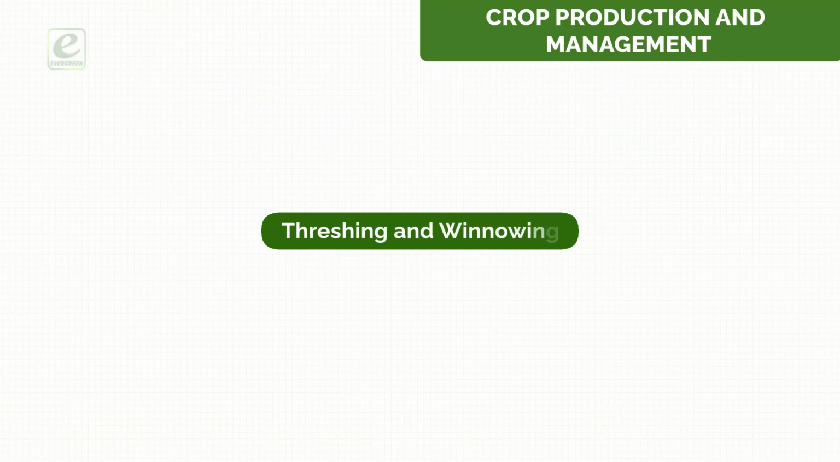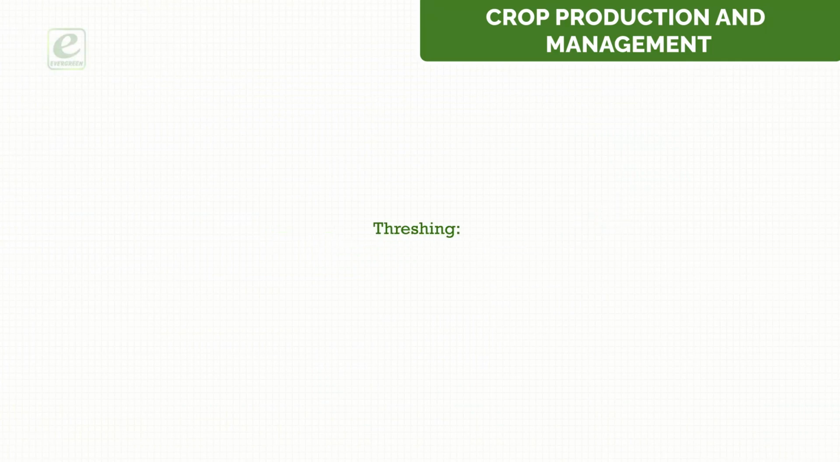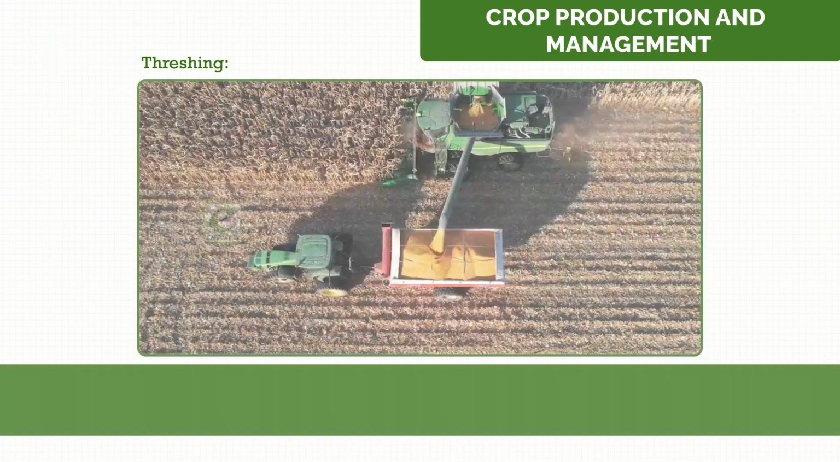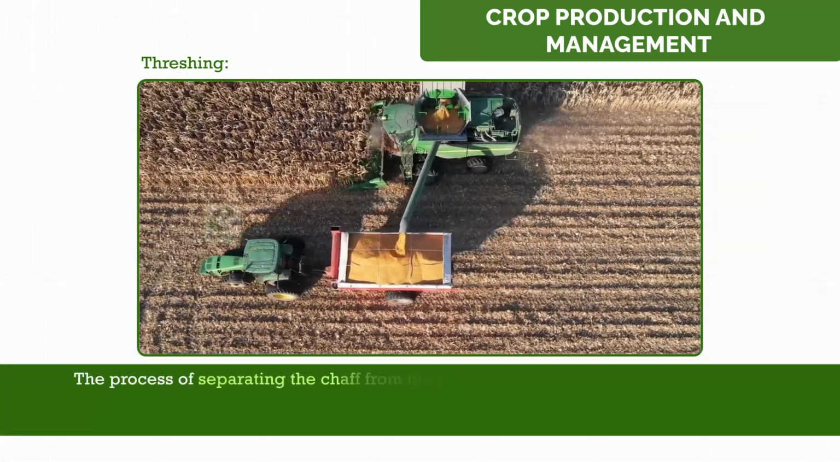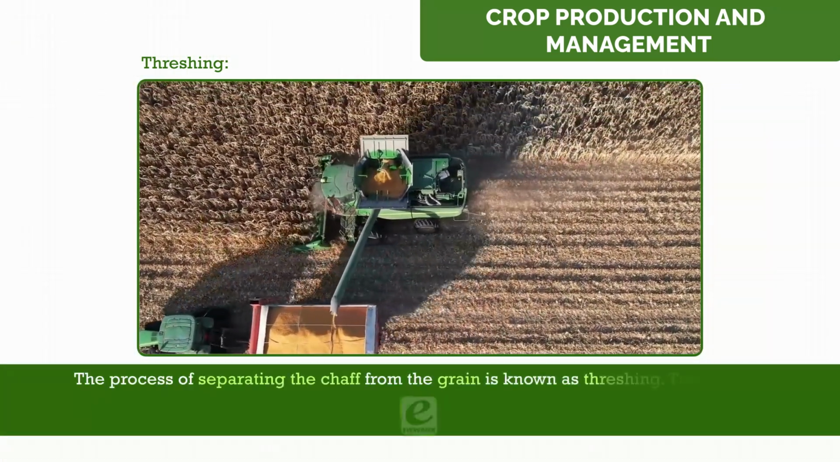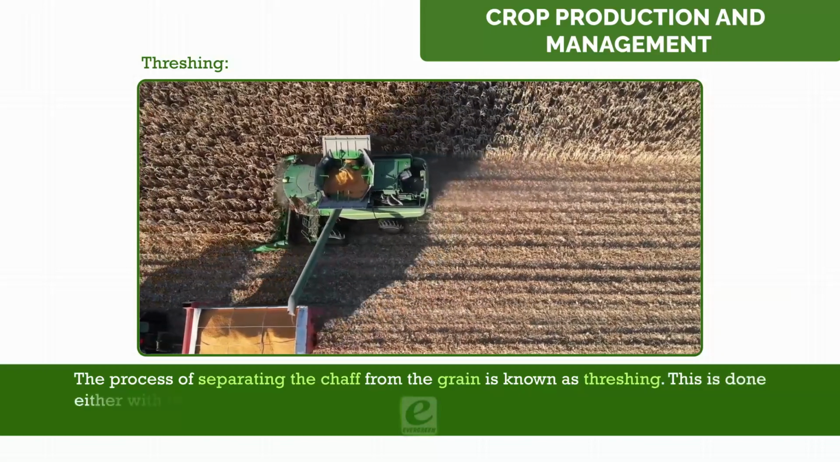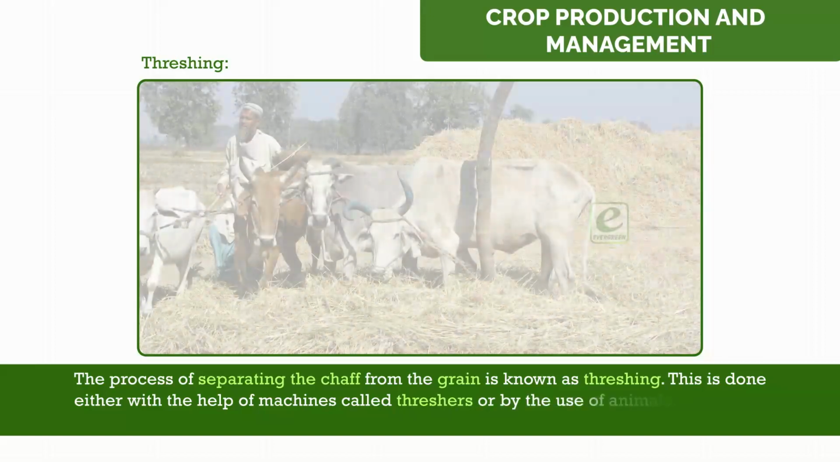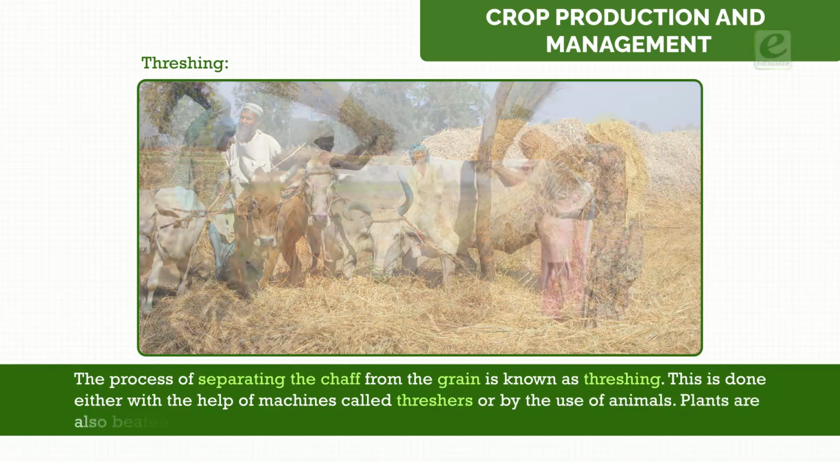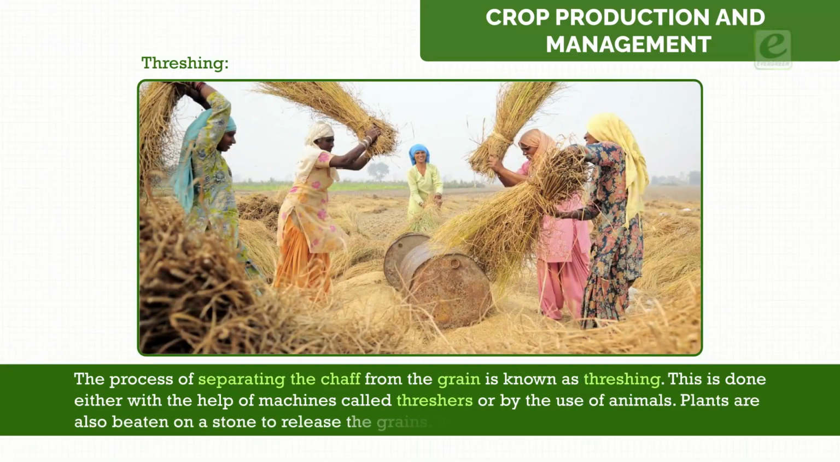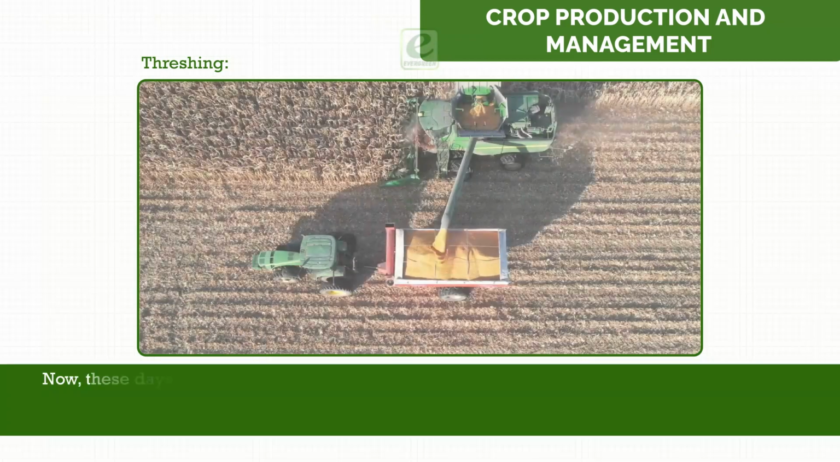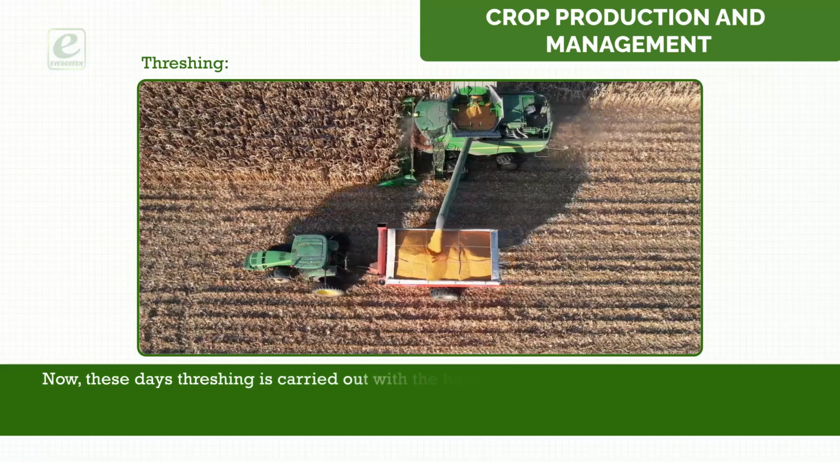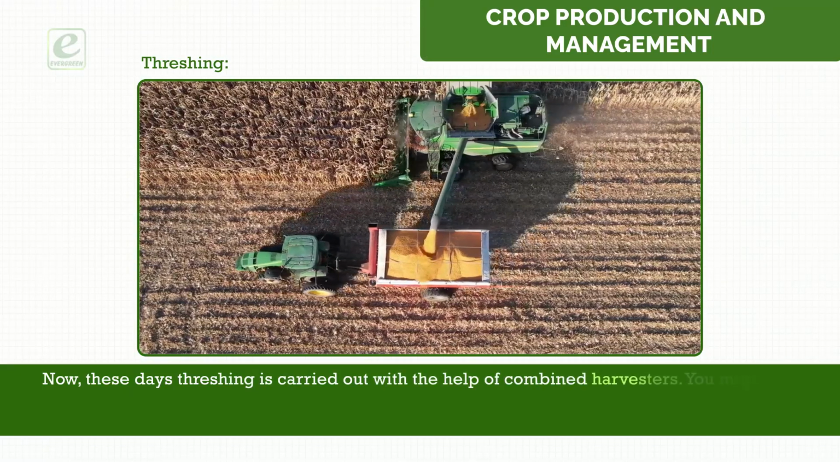Threshing and winnowing. Threshing. The process of separating the chaff from the grain is known as threshing. This is done either with the help of machines called threshers or by the use of animals. Plants are also beaten on a stone to release the grains. It is done manually. Nowadays, threshing is carried out with the help of combine harvesters.